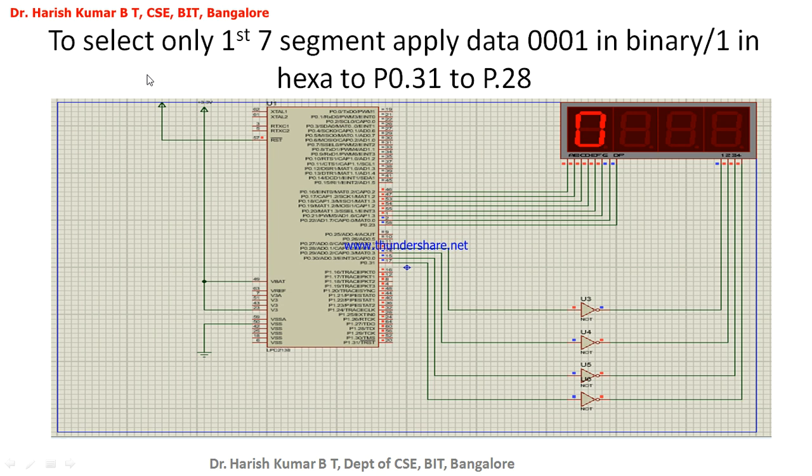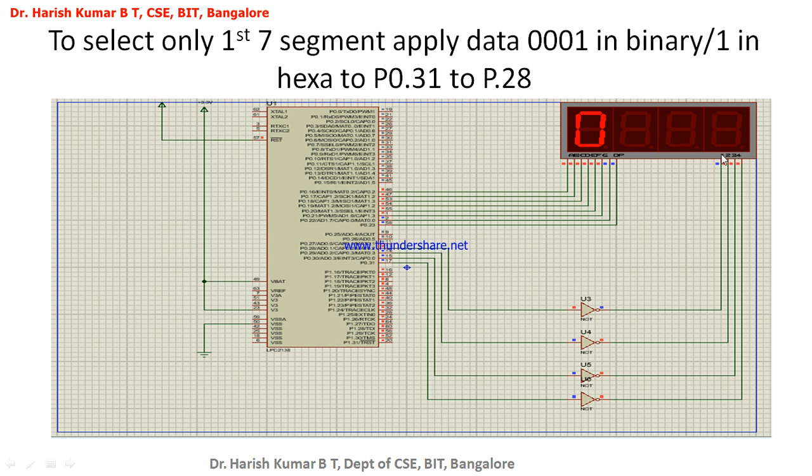Now here I'm showing you how to select the first 7 segment display. I want to display only on this one, you can see the picture here. To display the data on the first 7 segment display, what is the data I have to apply? I have to apply 0s, because I want to make only P0.28 active. You can observe here, this one corresponds to this. That means all the cathode terminals of this 7 segment display's LED terminals are connected to this one, and this one should be grounded.